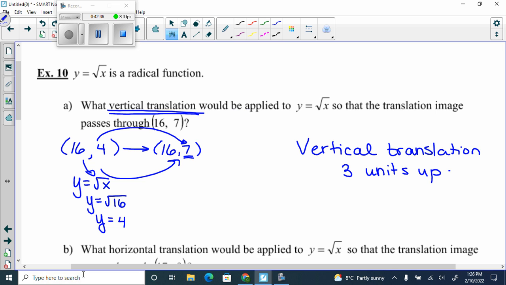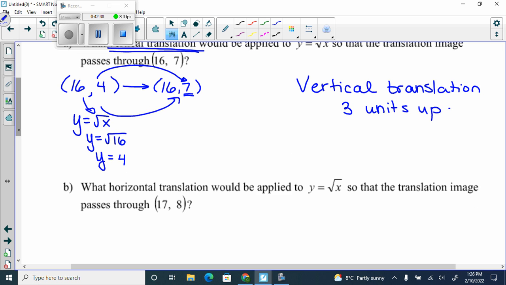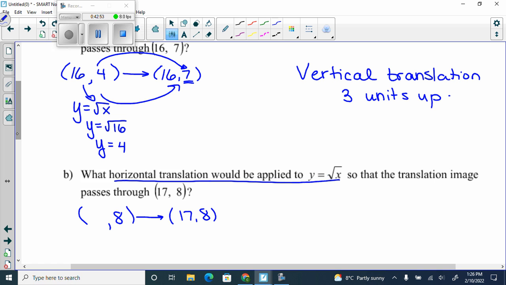The next one is the opposite. It says what horizontal translation would be applied. So what's not moving? Y. So 17, 8 is my new point. What was it? Well, it's something, 8. We know that much. How do we get that something?